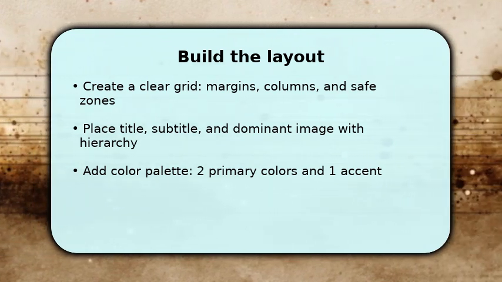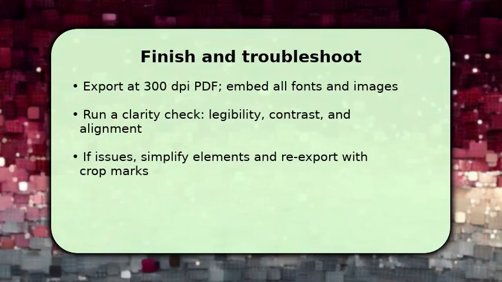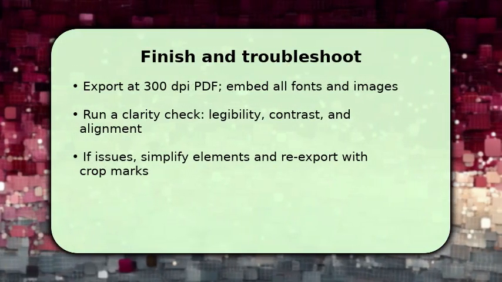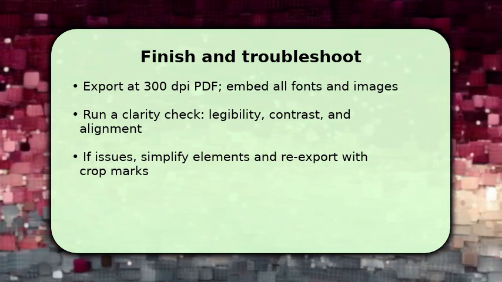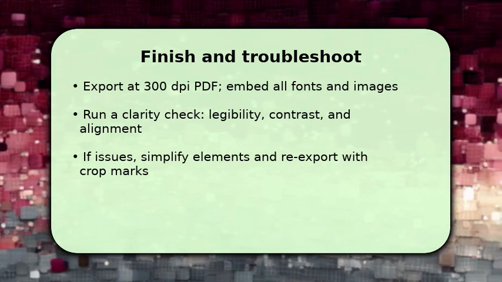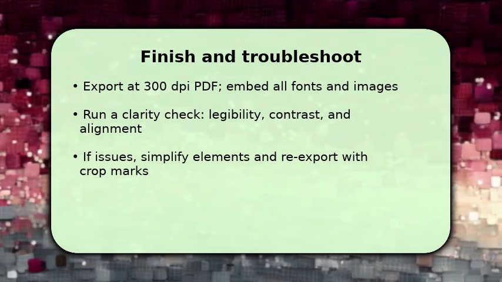You finish by polishing and exporting. Proofread text, confirm image resolution at 300 dpi, and export a PDF with embedded fonts and crop marks for printing. Once done, inspect legibility, contrast, and alignment on screen and in a print preview.